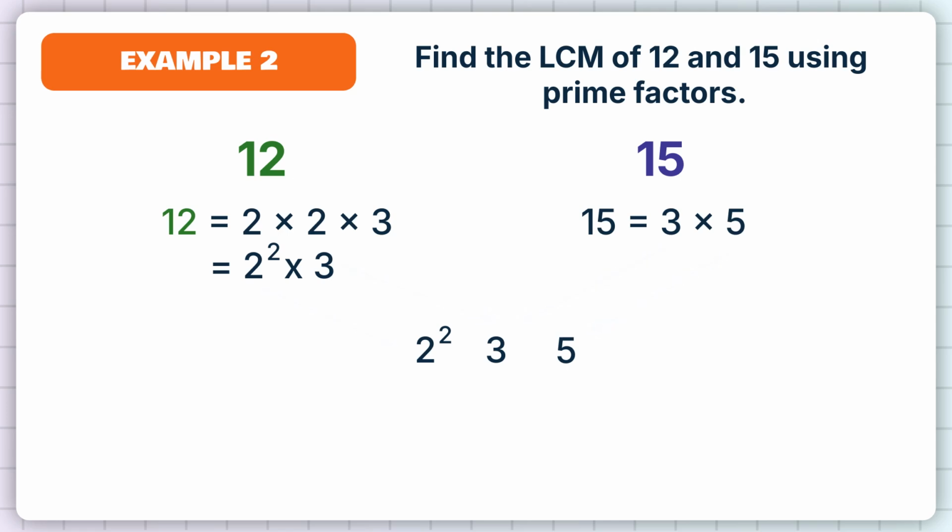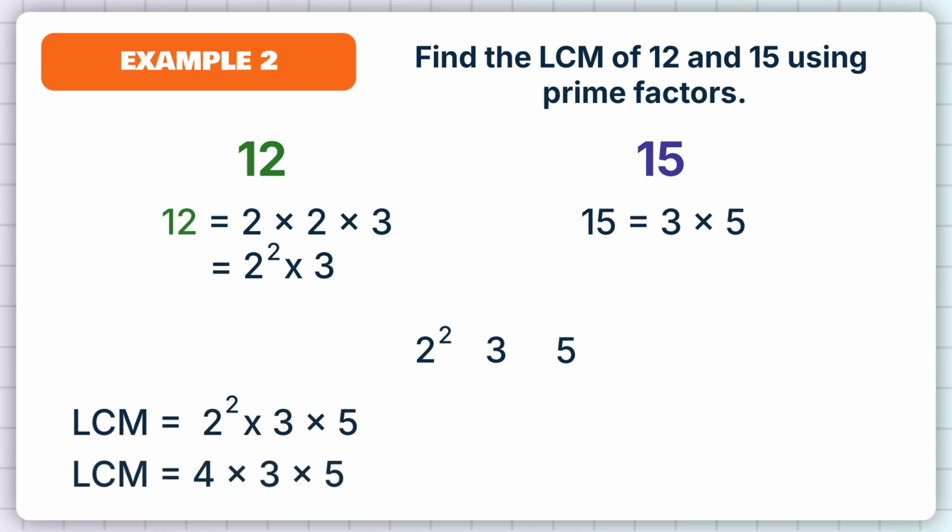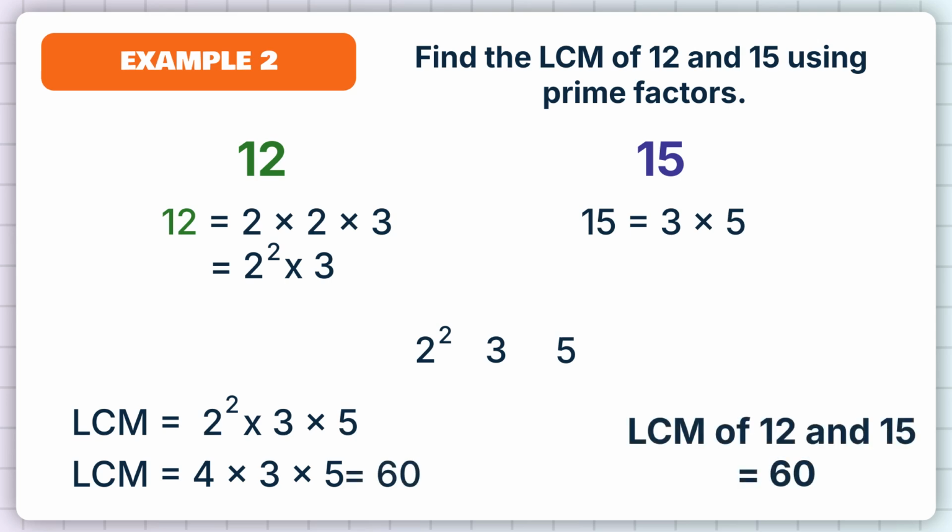And finally, multiply these together to find the lowest common multiple, so that LCM equals 2 squared times 3 times 5. Therefore, the LCM equals 4 times 3 times 5, which equals 60. So the LCM of 12 and 15 is 60.